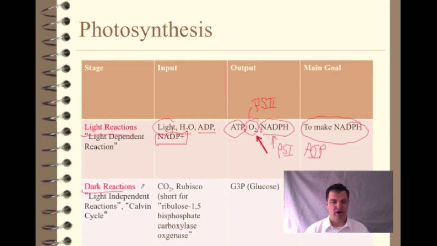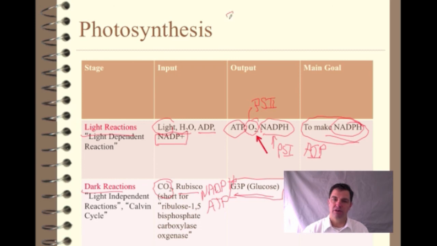And in the dark reaction, we're going to take the CO2 from the atmosphere. We're going to take this enzyme called Rubisco, and we're also going to take input from the light reactions. We're going to take NADPH, and we're going to take ATP. And I'm going to use that to produce G3P, or glucose. And that is the main goal.